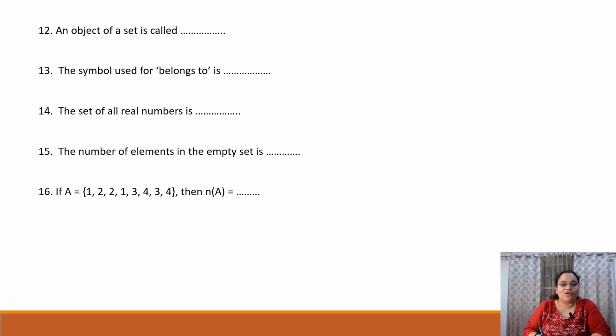An object of a set is called an element. The symbol used for belongs to is this, right? The set of all real numbers: can we count the set of real numbers? No, right? So it is an infinite set. Next, the number of elements in an empty set. How many elements do you have in an empty set? 0.